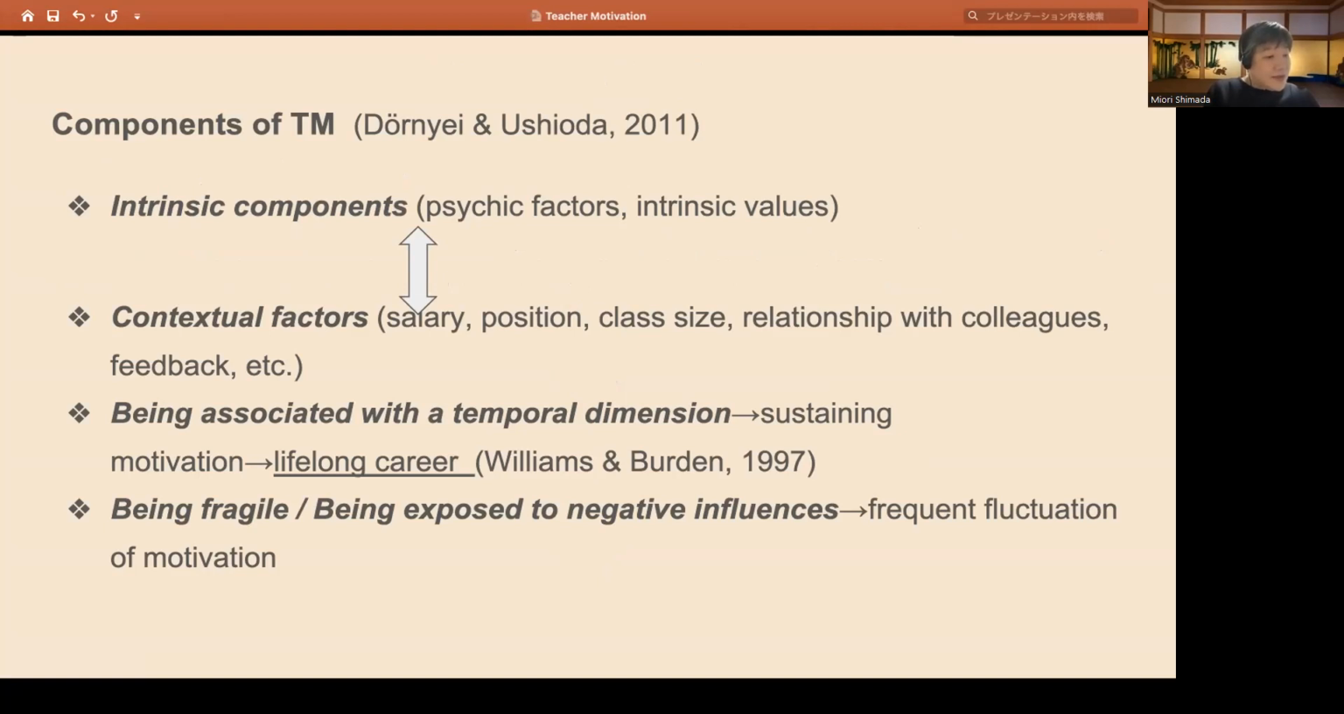Unfortunately, many of these concepts mentioned previously do not apply to language teachers because the teacher's identity is not being threatened or transformed through the teaching process. The following 4 components are conceptualized to define TM by Dörnyei and Ushioda, 2011.